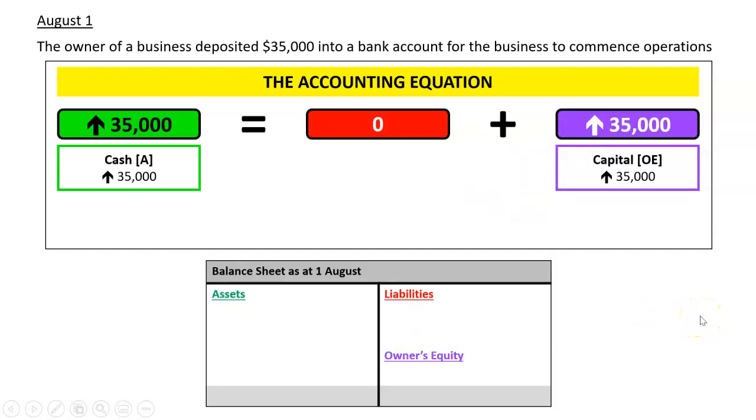Just for the sake of this demonstration, to keep it simple, we're not going to classify this. We should when we do a proper balance sheet, but for these purposes, we don't really need that. So I'm just going to put cash in here as an asset, capital in here under owner's equity, total them up, and that's beautiful, it balances. Our rules of double entry accounting are fulfilled. Let's go to August the 2nd.